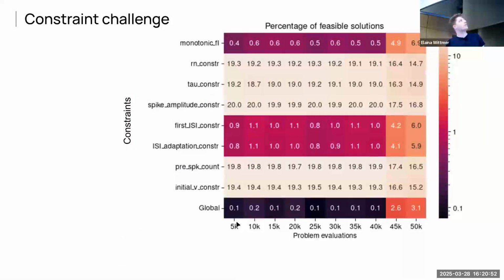And to show how much of a problem this is, this is basically doing a random search, basically naive sampling, 50,000 samples on this motor neuron model.